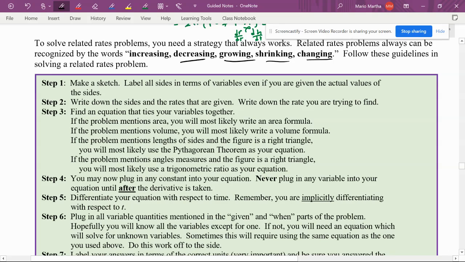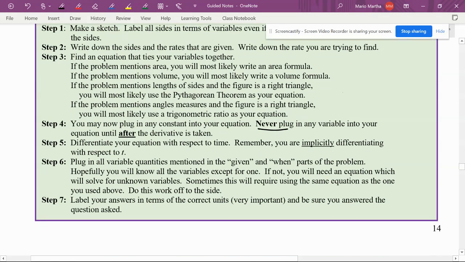And then step 4, you may now plug in your constants into your equation. Never plug in any variable into your equation until after the derivative is taken, all right? So make sure that you guys leave the variable until you take the derivative, because you might think that's a constant and then you might accidentally just eliminate it.